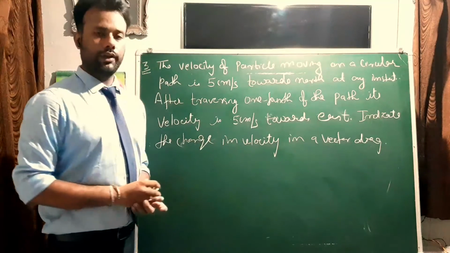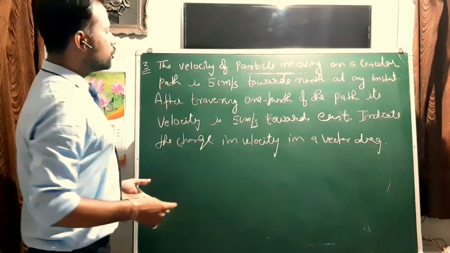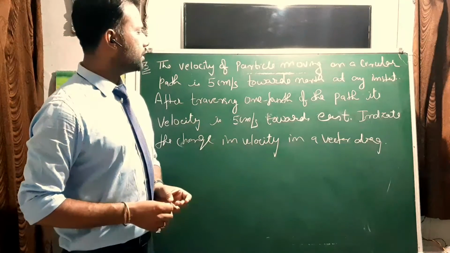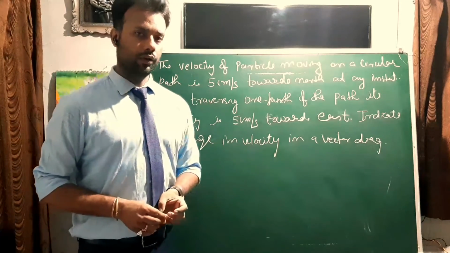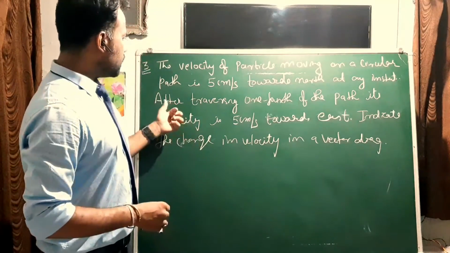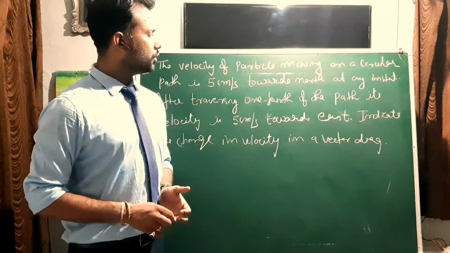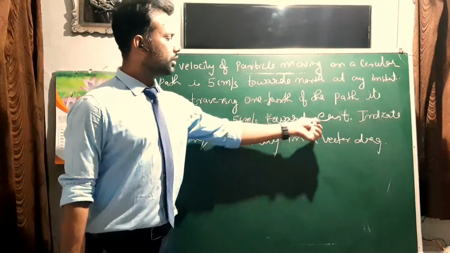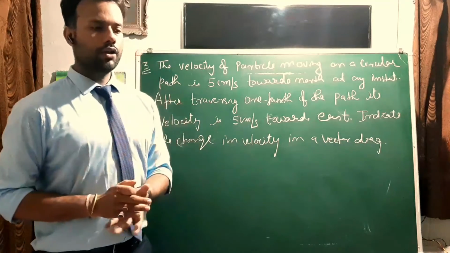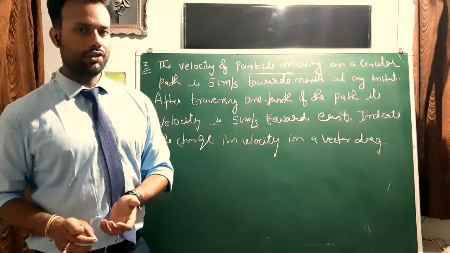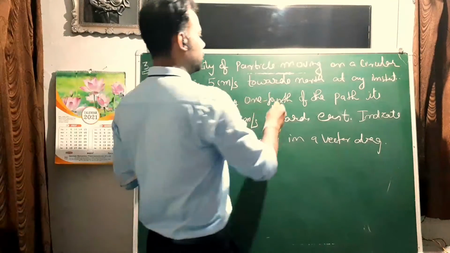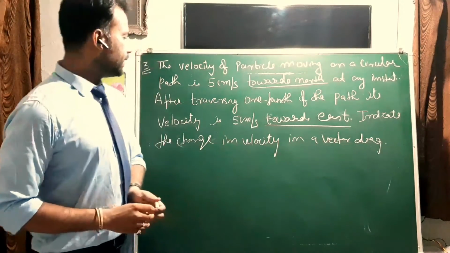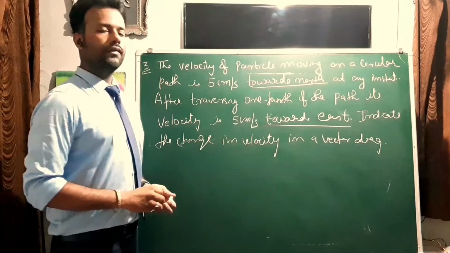This is question number 3 from your exercise notebook. The question is: the velocity of a particle moving on a circular path is 5 cm per second towards the north at an instant. After traversing 1/4 of the path, its velocity is 5 cm per second toward east. That means the magnitude of velocity is the same, but the direction has changed. Initially it was toward the north, and now it is toward the east. Indicate the change in the velocity in a vector diagram.